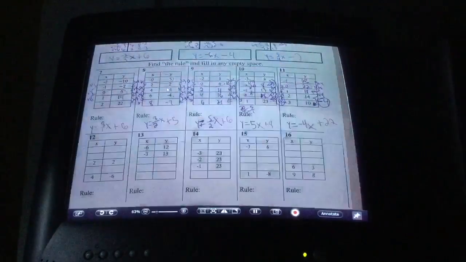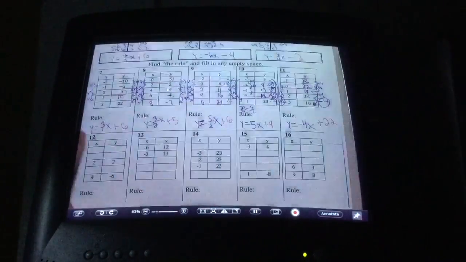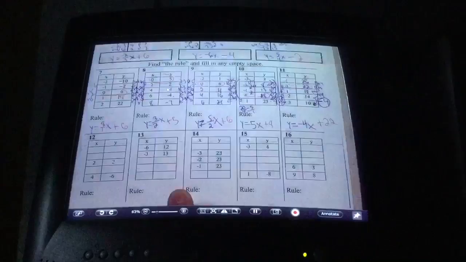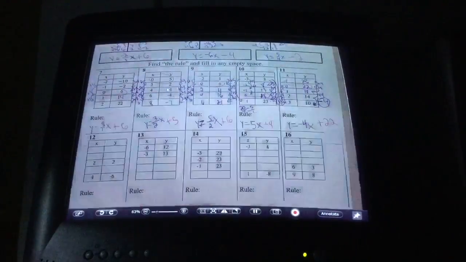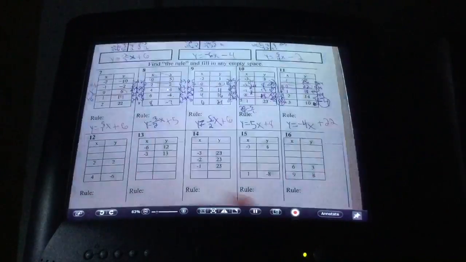Okay? Now, please take the time to write this down because these are very similar to what you see down here. And you're going to have to do these right now. So I'll give you guys a second. Go ahead and do all 5 problems, and then we'll go over them.